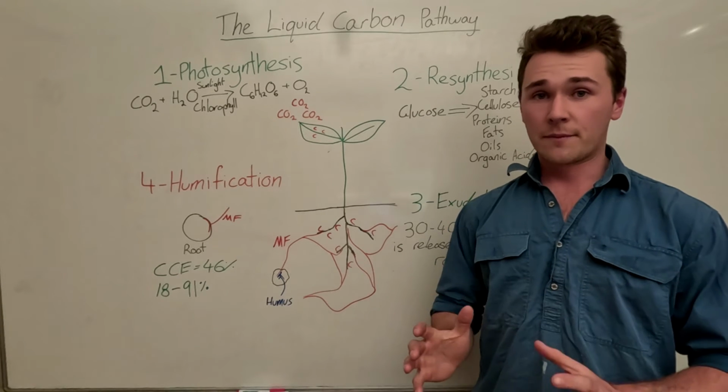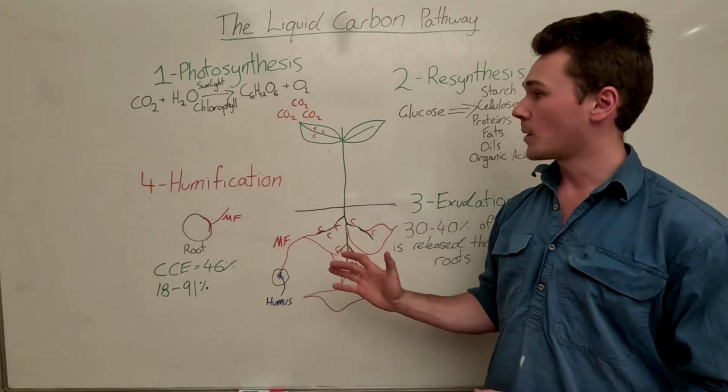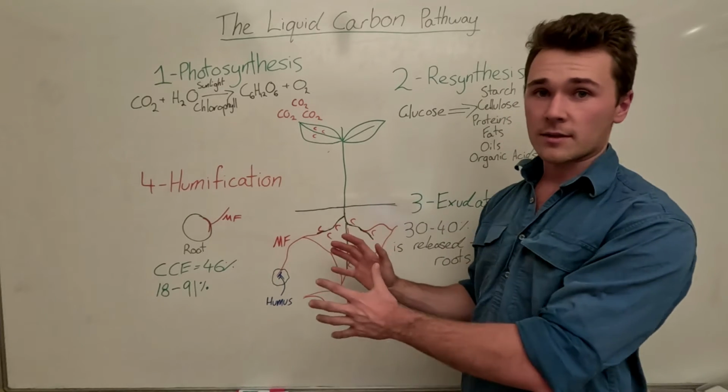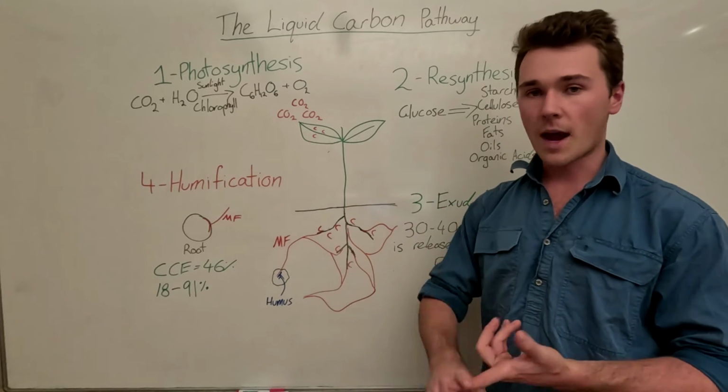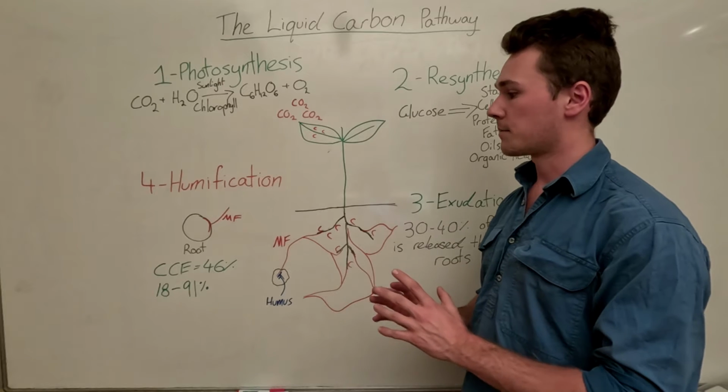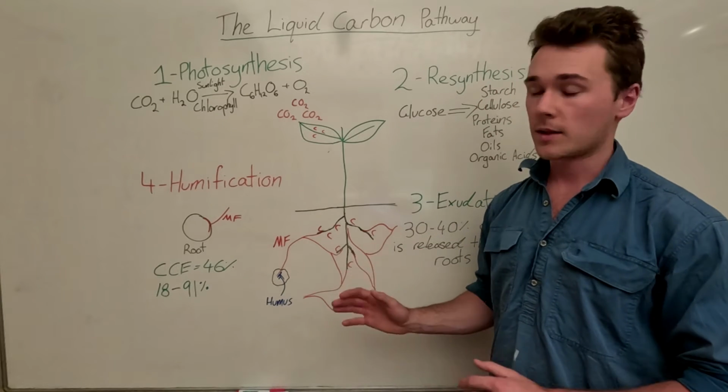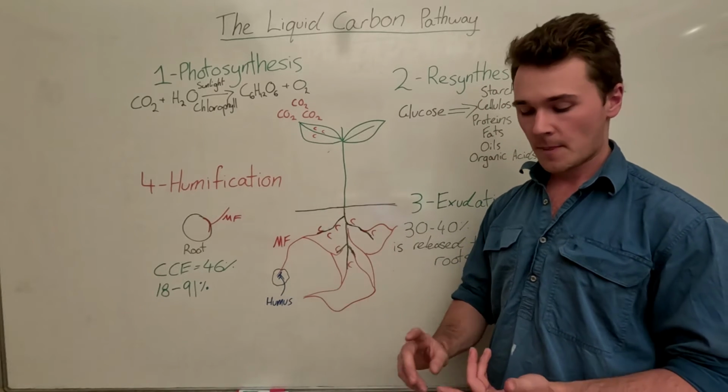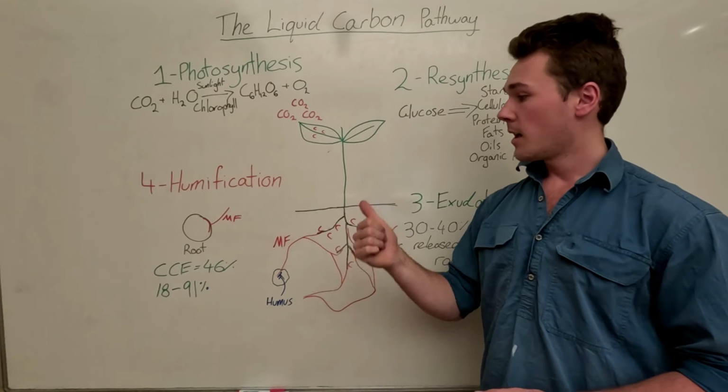Now, there's a number of benefits we get from this system. The first one is that it's super efficient at making soil organic carbon. It's rapid. We can get this process firing quite quickly and fixing carbon very quickly. So that's the first one, efficient and quick.